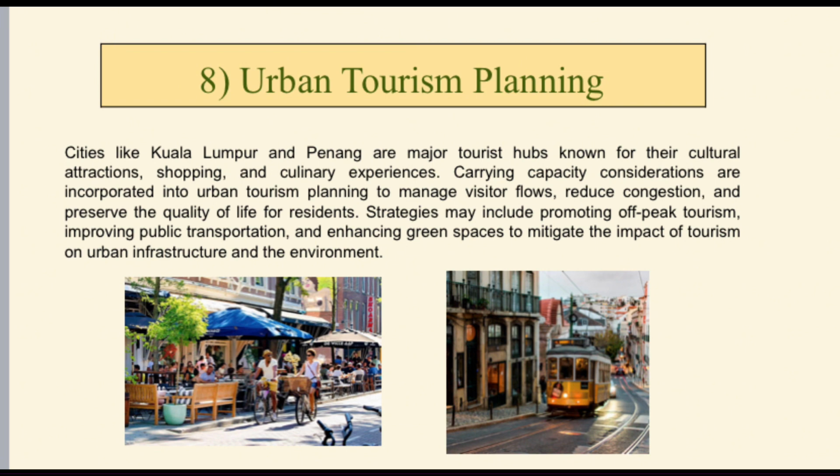Urban tourism planning. Cities like Kuala Lumpur and Penang are major tourist hubs known for their cultural attractions, shopping and culinary experiences. Carrying capacity considerations are incorporated into urban tourism planning to manage visitor flows, reduce congestion and preserve the quality of life for residents. Strategies may include promoting off-peak tourism, improving public transportation and enhancing green space to mitigate the impact of tourism on urban infrastructure and the environment.